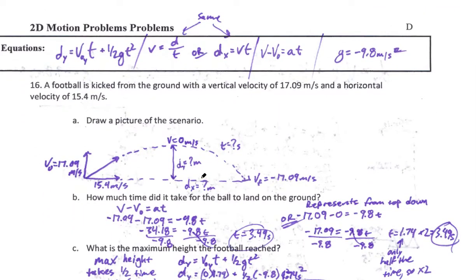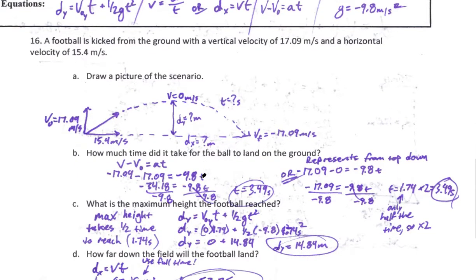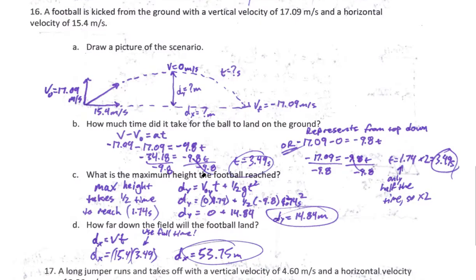All right, for problem 16, there is a lot going on here. I realize that, and the other problems are very similar. So we got this football that's being kicked from the ground with a vertical velocity of 17.09 meters per second and a horizontal velocity of 15.4 meters per second. Let's go ahead and draw the scenario out. So just realize that we want to get to a point where we don't need to give you these sub-steps, like this A, this B, this C, the D. We would just say, how far down the field will the football land? Or what's the maximum height? And we would know, well, I probably should diagram it out.